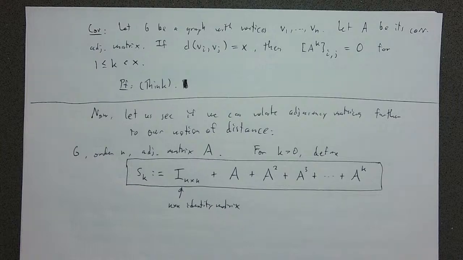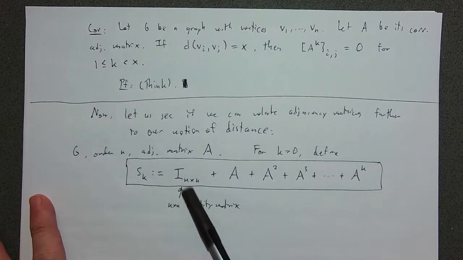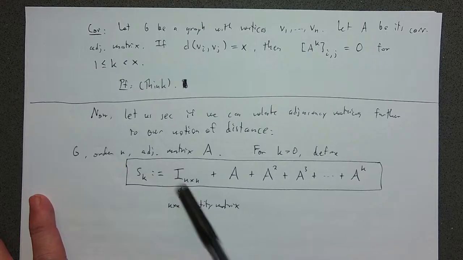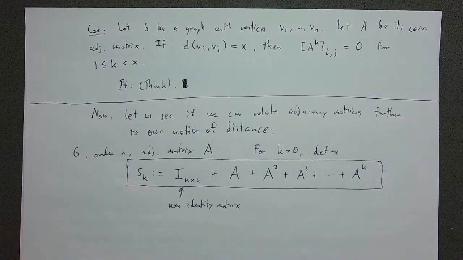So the point is that the entries of I are ones and zeros. Here in I, the only ones are on the diagonal and zeros everywhere else. A, you have zeros on the diagonal if we have no loops, and ones and zeros according to adjacency everywhere else. So since that is the case, the entries of this S sub k are always going to be non-negative integers.